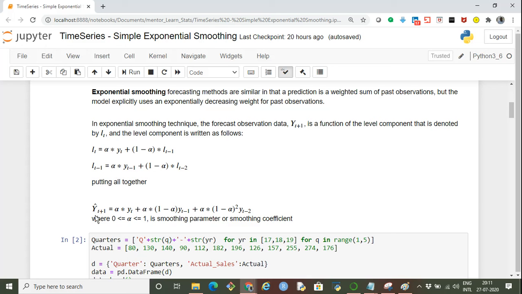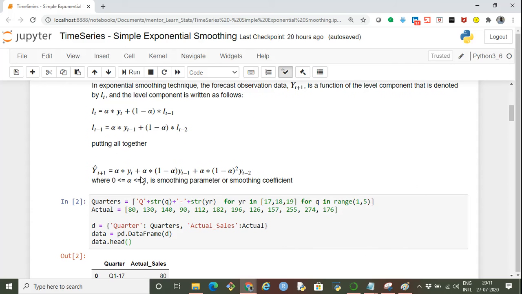So the value y hat at time period t plus 1 equals alpha times yt plus alpha into 1 minus alpha times yt minus 1 plus alpha into 1 minus alpha squared yt minus 2 and so on. Here alpha is the smoothing parameter or smoothing coefficient, and its value is between 0 and 1. If you see these coefficients, they are in exponentially decreasing order. We have alpha, then alpha into 1 minus alpha, then alpha into 1 minus alpha squared. So these coefficients are in exponentially decreasing order.